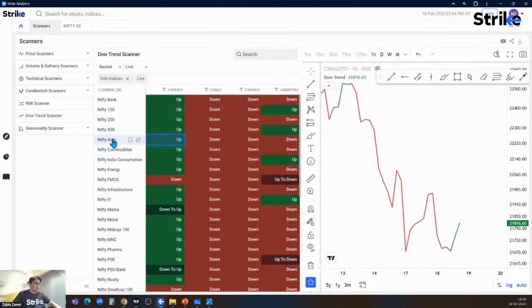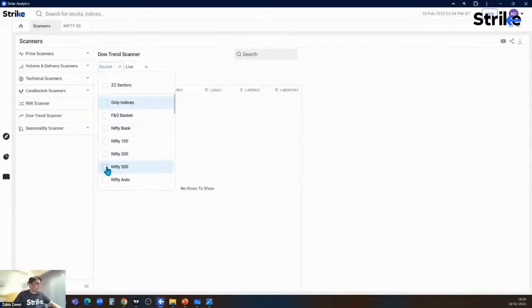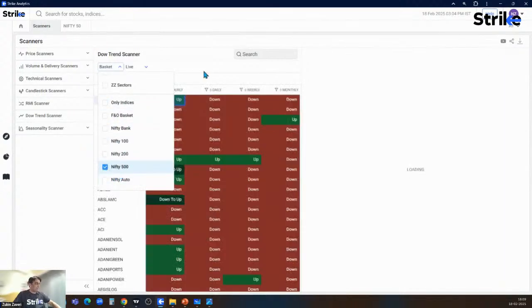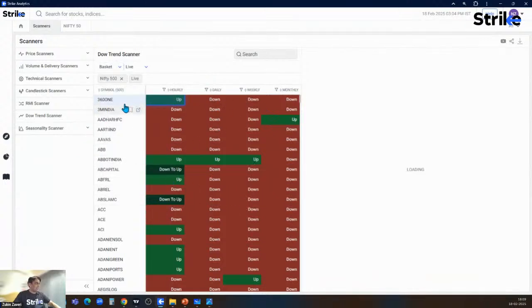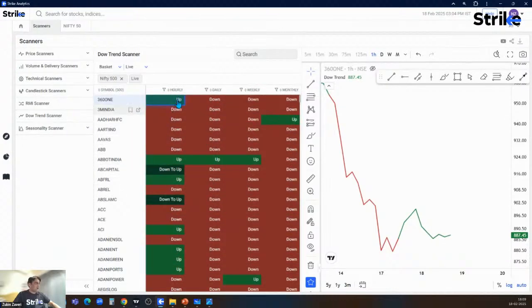So that was Nifty Auto. On an hourly chart, it is in an uptrend. You can see that this is a green color. Why this is green, why this is up, I'll explain in a while. So there is a basket where you can select only indices, or you can select some cash stocks. You can say Nifty 500, and you will get the list of all Nifty 500 stocks included over here, along with hourly, daily, weekly, and monthly time frames, and what the trend is on these time frames. Along with that, you will get a nice tabular format.